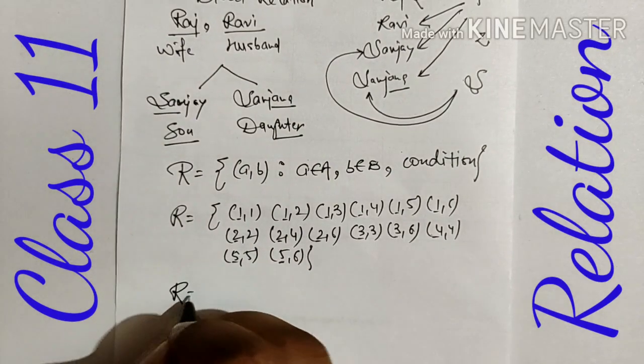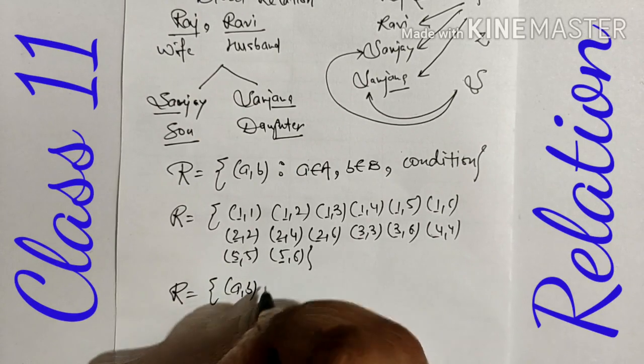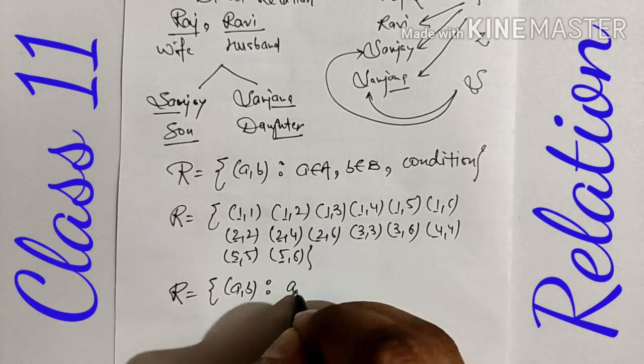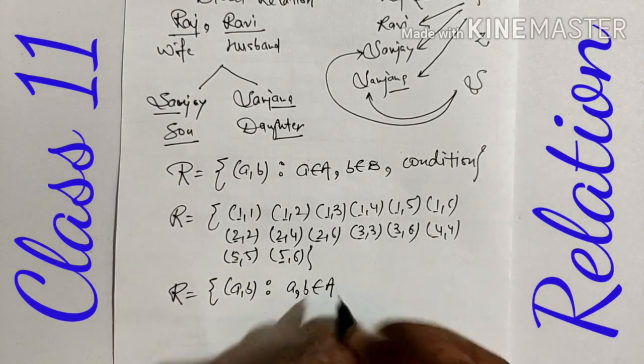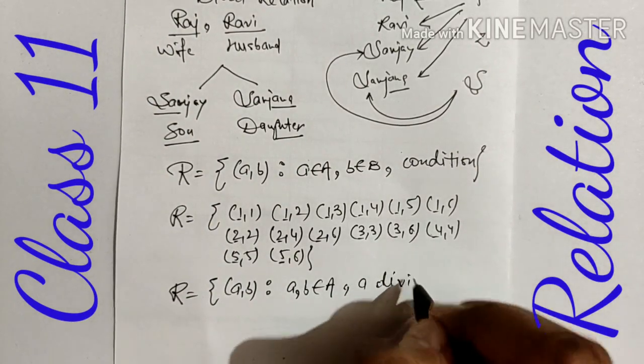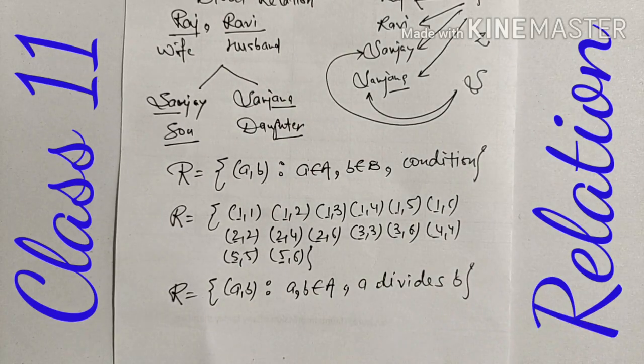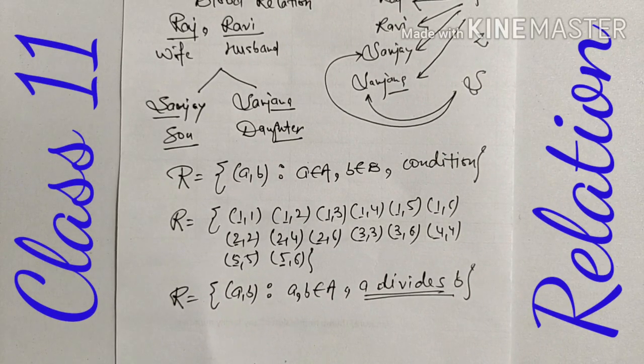So what is the relation in set builder form? It is the set of ordered pairs (a, b) such that a and b both may come from the same set and a divides b. It means a relation is like an ordered pair, a Cartesian product with some restriction provided. Relation is simply a Cartesian product with some restriction.